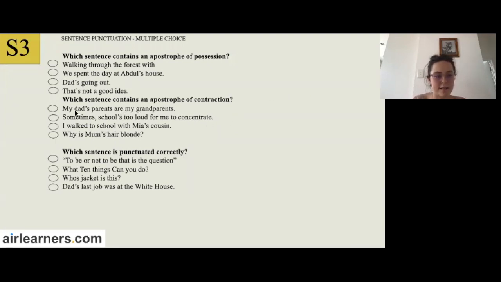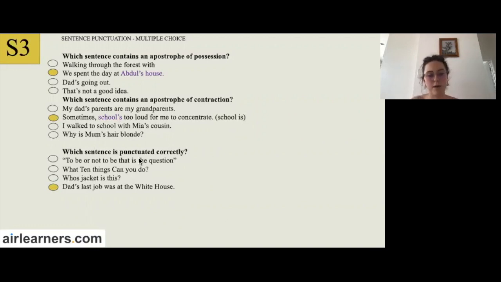So going through these answers, my dad's parents and my grandparents, that's an apostrophe of possession. Sometimes school's too loud for me to concentrate. So a good trick is you should be able to replace the apostrophe S with school, with the word is. So sometimes school is too loud for me to concentrate. That makes sense by itself. So therefore, we can tell that that is the apostrophe of contraction. And that's the correct answer.